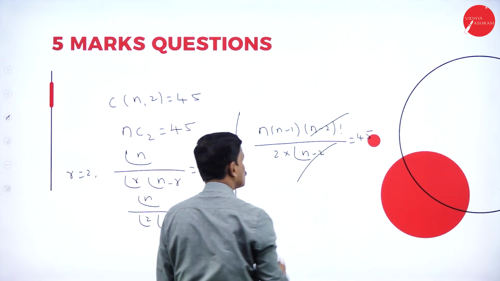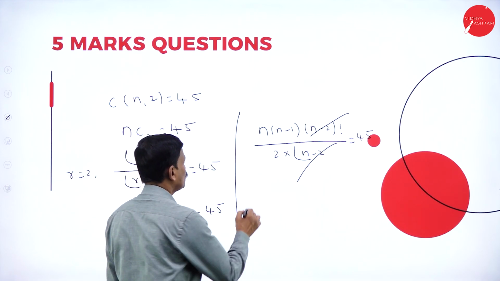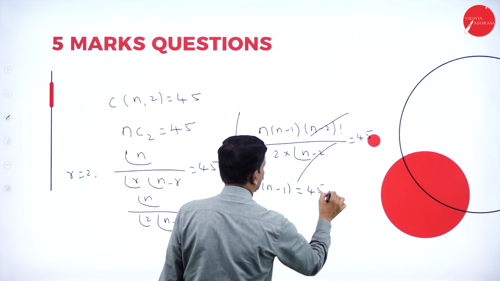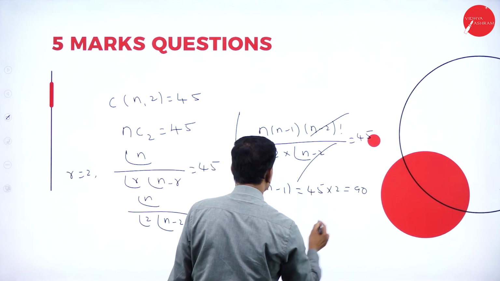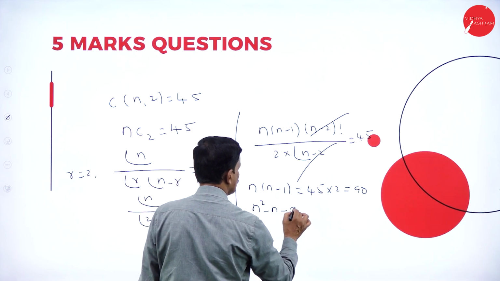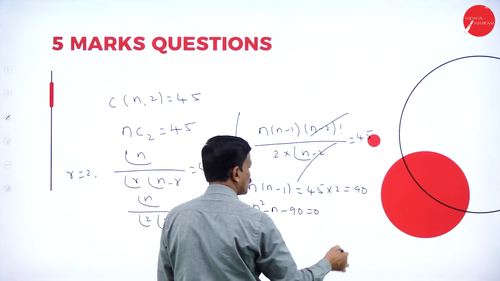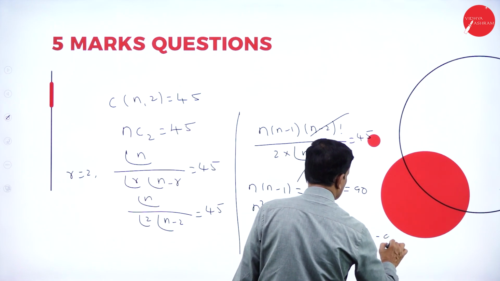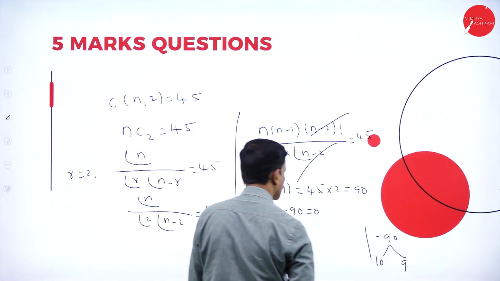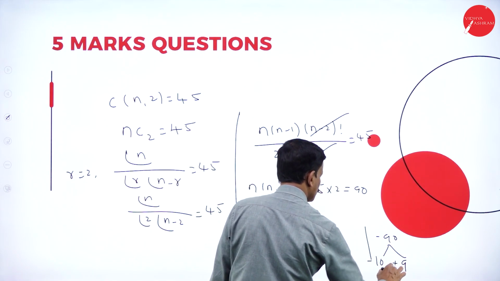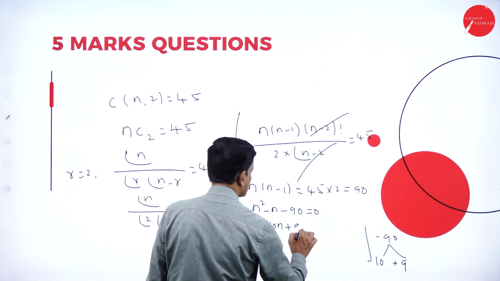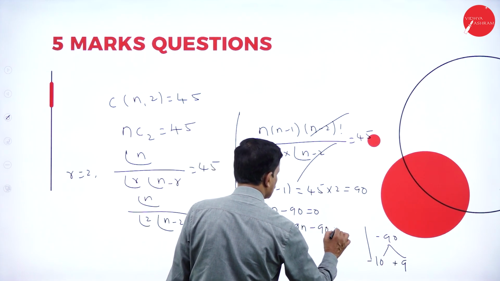So this is n minus 2 factorial gets cancelled. What we have, n into (n minus 1) is equal to 45 multiplied by 2, that's equal to 90. Same problem, n into n is n square minus n minus 90 is equal to 0. Factorize this 90. Minus 90 can be written as 10 into 9. 10 nines are 90. So this is minus and plus. This can be written as n square minus 10n plus 9n minus 90 is equal to 0.